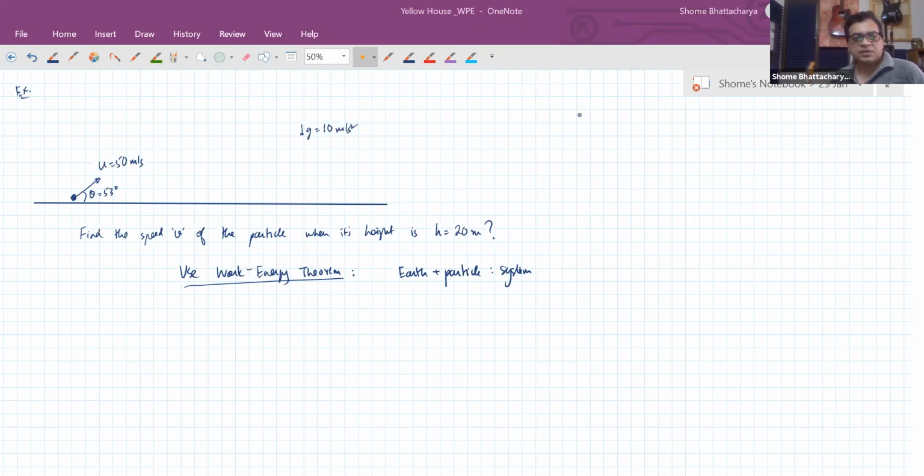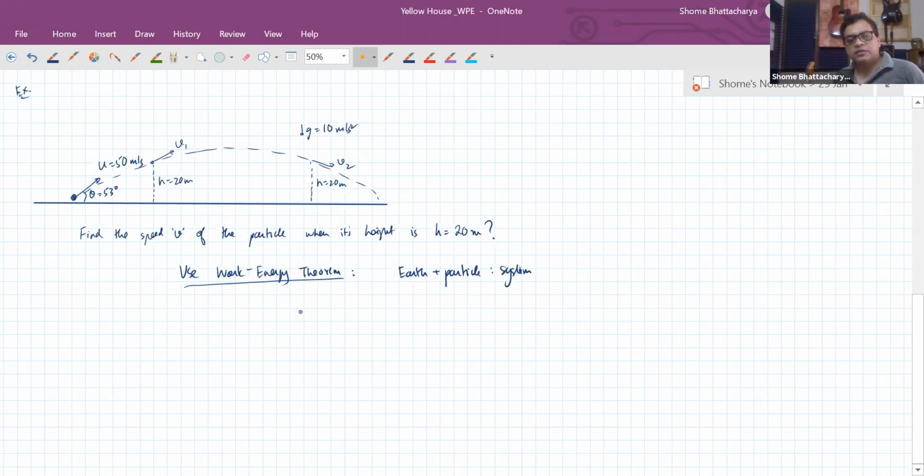See, what is happening is, it's going in a projectile motion like this. Suppose we are talking about the speed over here when its height is 20 meters, or again its speed on its way down, suppose the speed is V2 like this. So how can we find this V1, V2? Use work energy theorem.